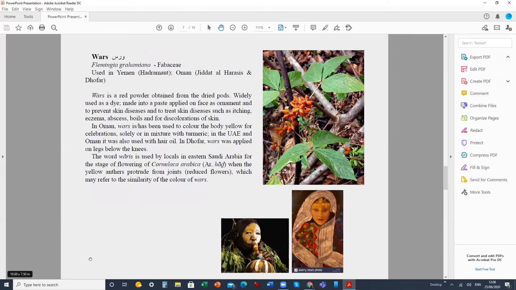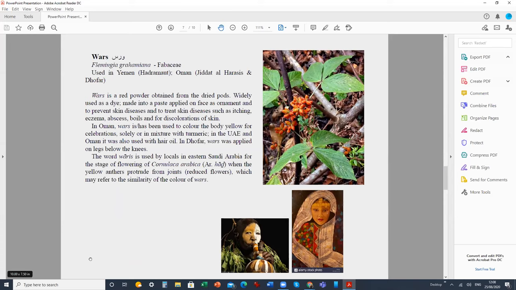The second plant is called Wars. I've been looking at Wars because there's a chapter in the book on nature and language. Wars is Flemingia grahamiana of the family Fabaceae. It's basically the pods which have glandular hairs.